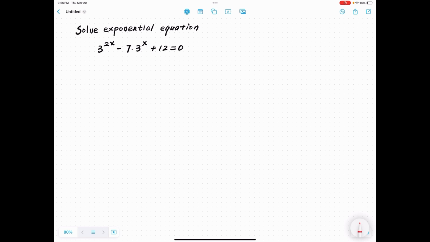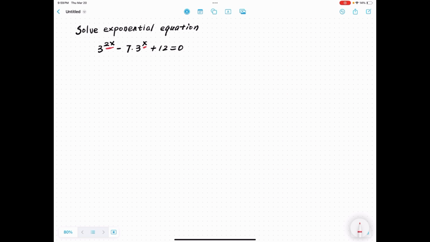Alright, so we've got this equation, 3 to the power of 2x minus 7 times 3 to the power of x plus 12 equals 0. Right away, you can see that there are three terms on the left side of this equation. It's a trinomial. Also, you can see that we've got 3 to the power of x and 3 to the power of 2x. This is a typical equation that includes an exponential function and a hidden quadratic function.